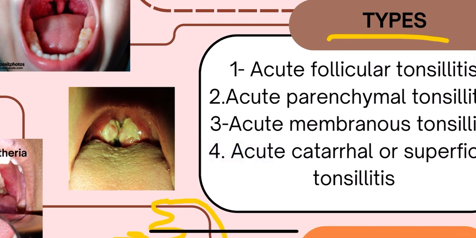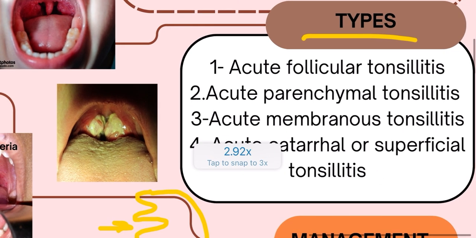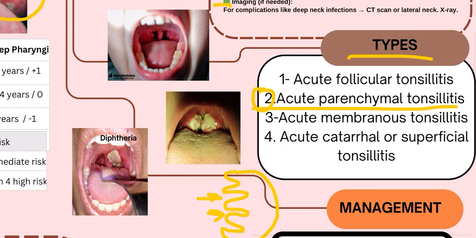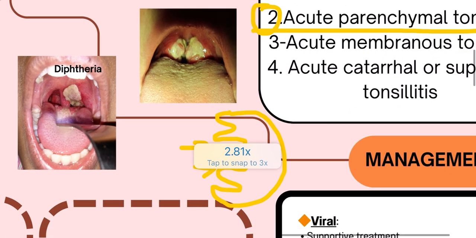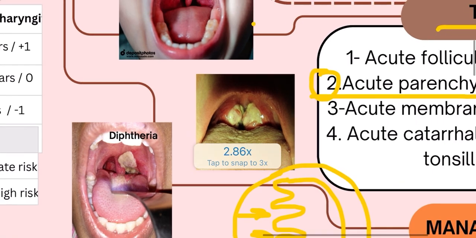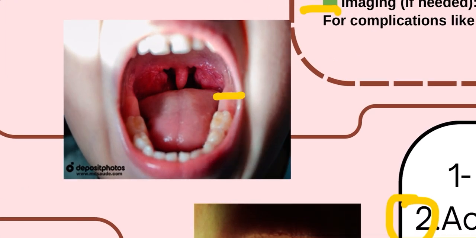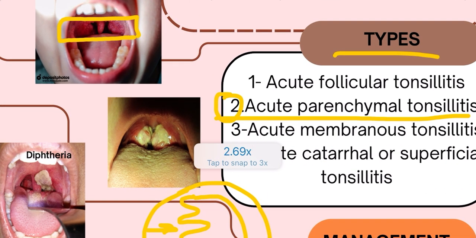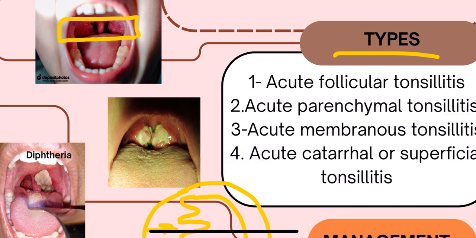The other type is the acute parenchymal tonsillitis. In this type, the inflammation affects the tonsillar tissue uniformly, so there is no exudation like the previous type, but the tonsil will appear uniformly enlarged, like in this picture. Okay. The third type is the acute membranous tonsillitis.